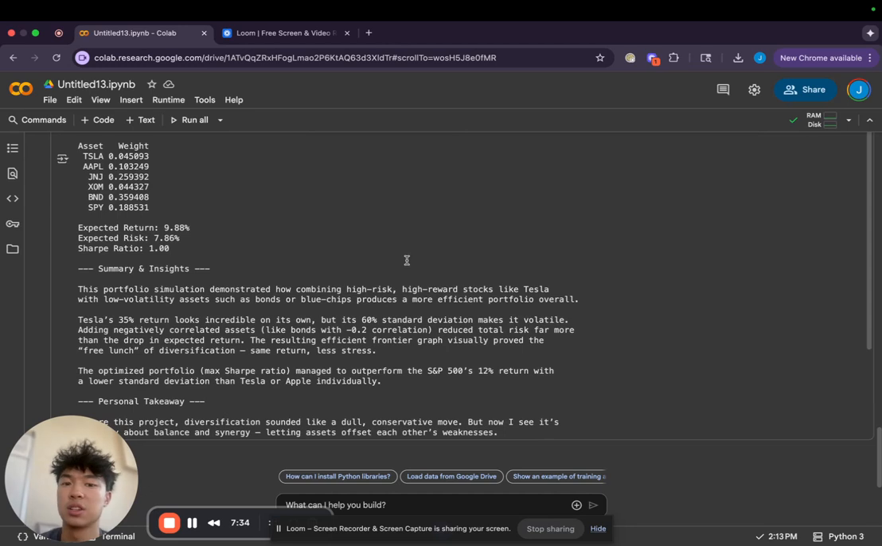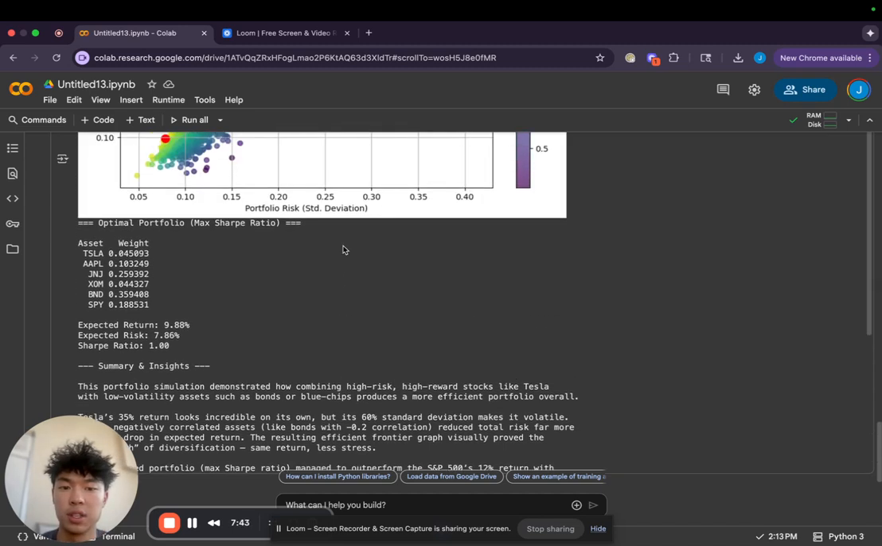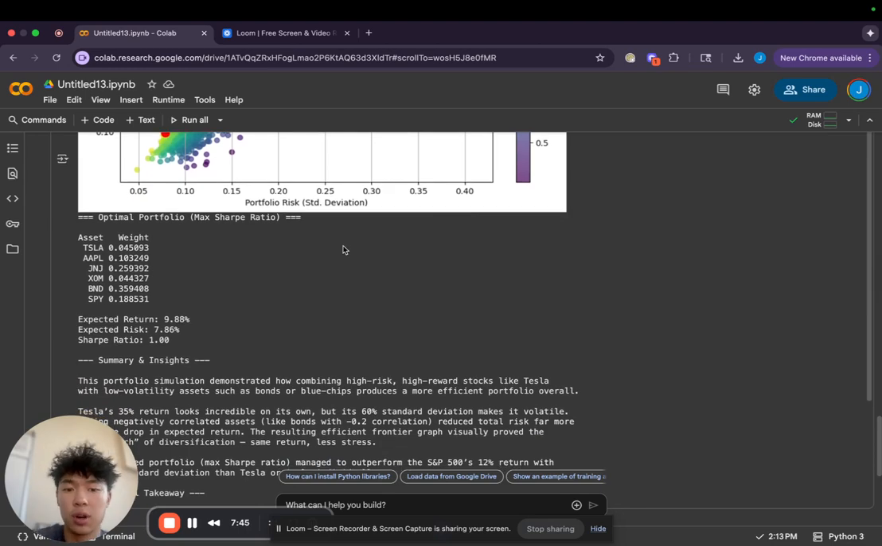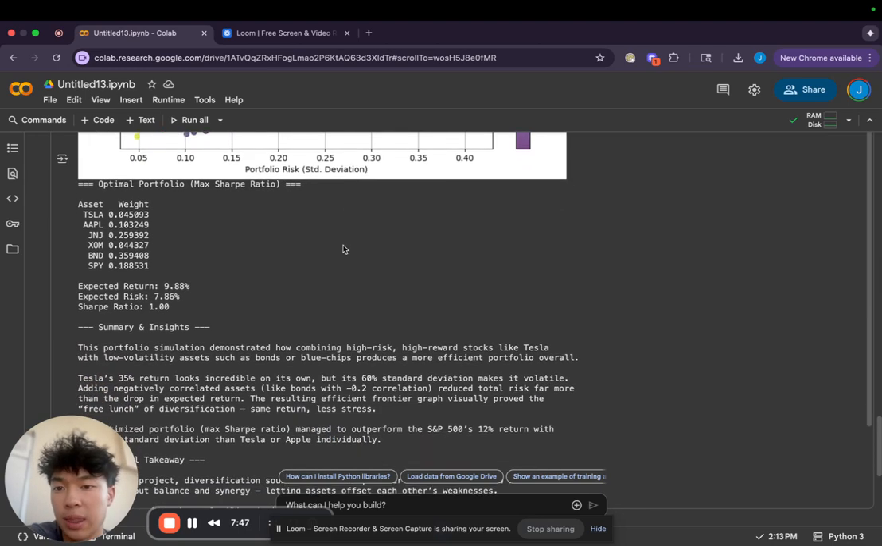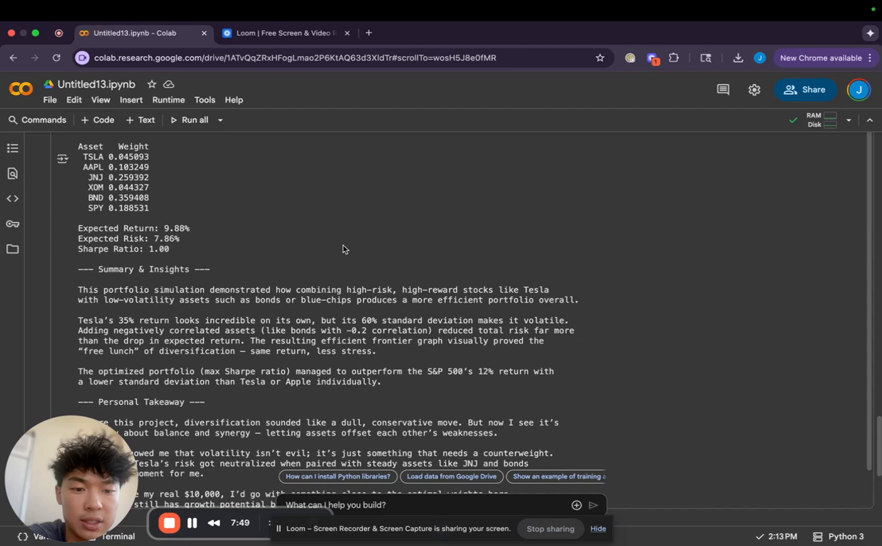And working through this project turned abstract finance theory into something I could actually see and understand. The code, the graph, the numbers all told me the same story. Diversification works not by magic, but by the math and the statistics. And that's what made this analysis feel real, relevant, and surprisingly personal.